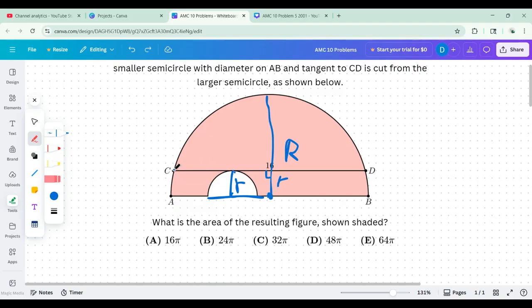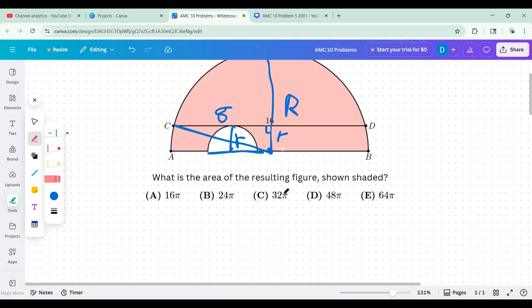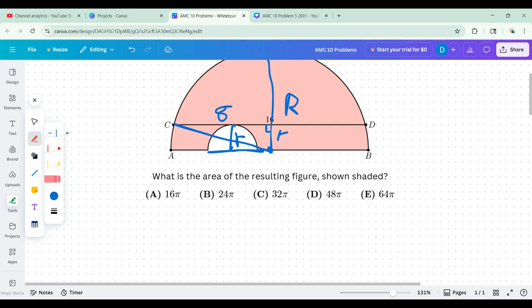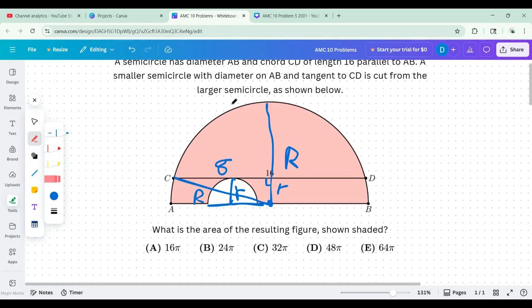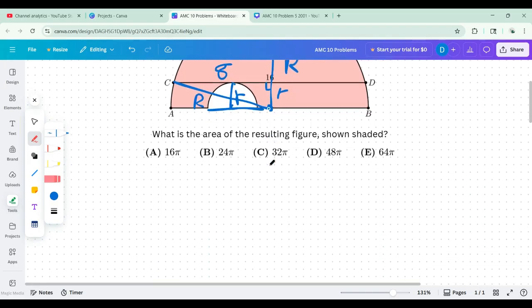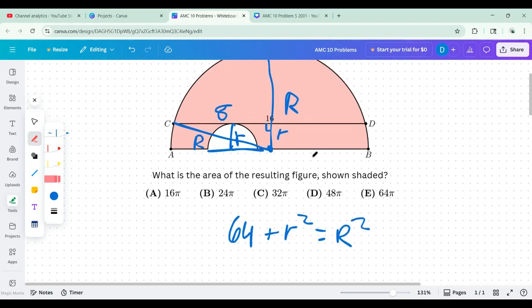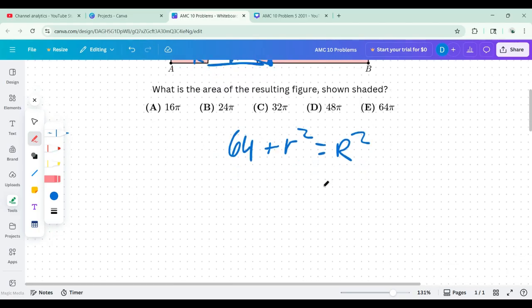So this is exactly half of CD. So now we have, because this from the center to C is one radius, a large radius of the larger semicircle, which is capital R, we find that an equation is 64 plus r squared is equal to capital R squared. Because again, right triangle right here.